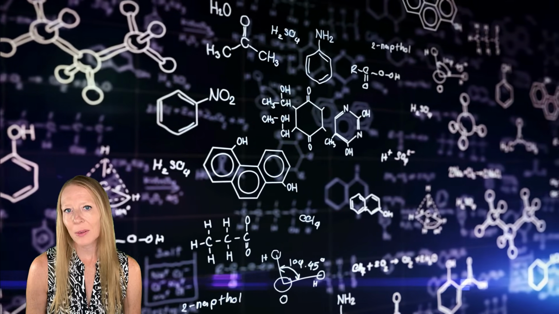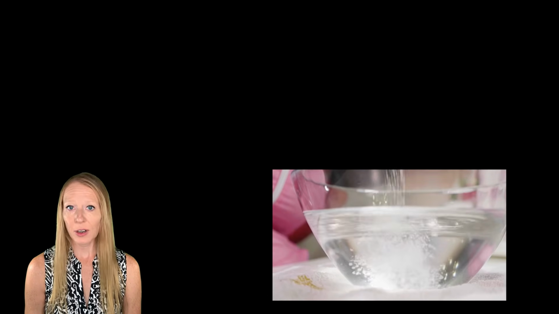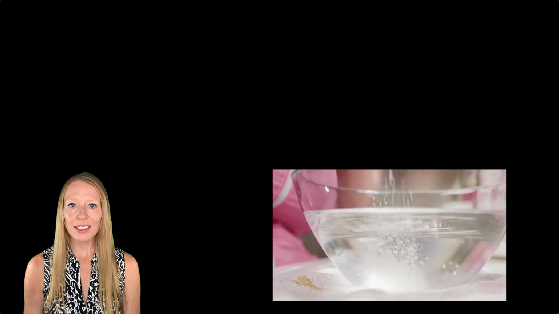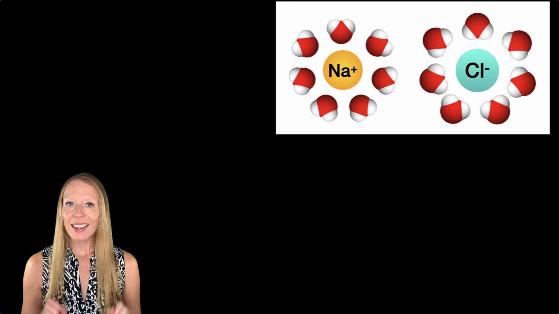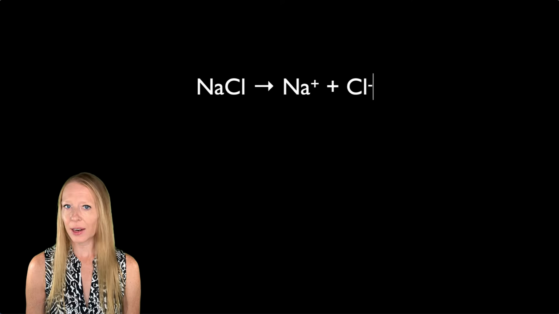Before we get to pH, we need to talk briefly about chemical reactions. Let's start with one we're already pretty familiar with. When we drop table salt into water, it dissolves. At a molecular level, the sodium and chloride dissociate. Let's diagram that as a chemical reaction. Sodium chloride, arrow, sodium ion plus chloride ion.